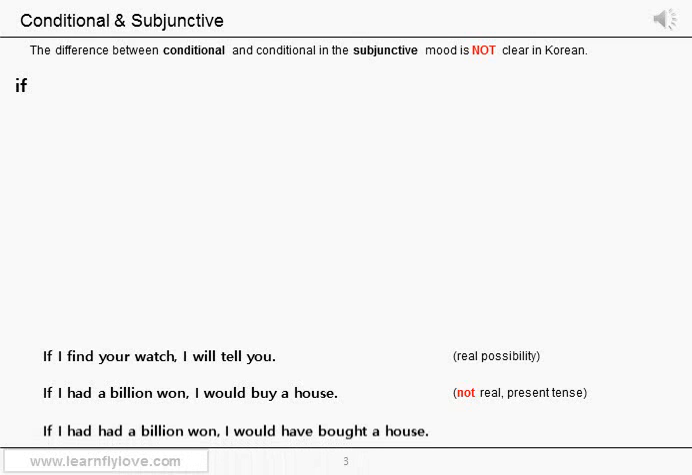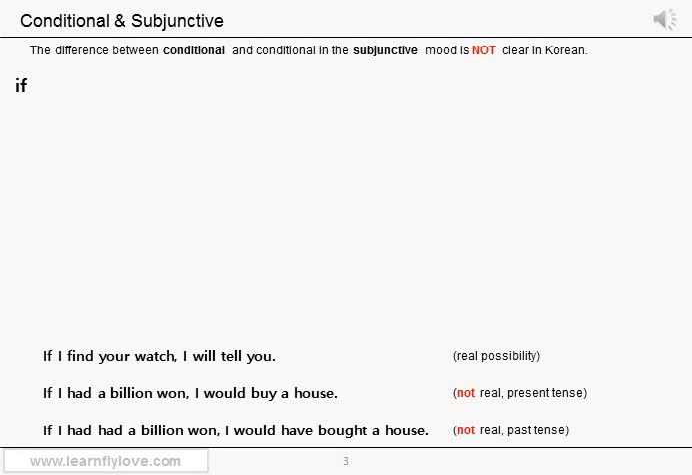Let's see the next example. If I had 1,000,000,000 won, I would have bought a house. Now you put the main verb in the past perfect. Anyway, you use the first had as an auxiliary verb, and the second had is the past participle of the verb have. You talk like this when the situation is not real and you are talking about the past.